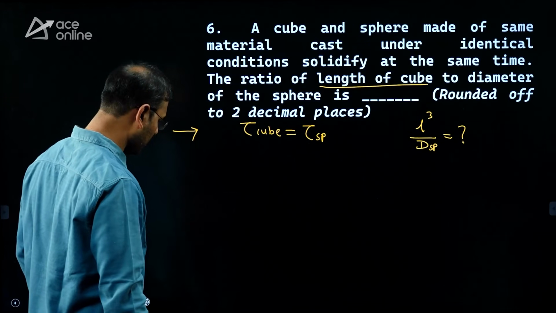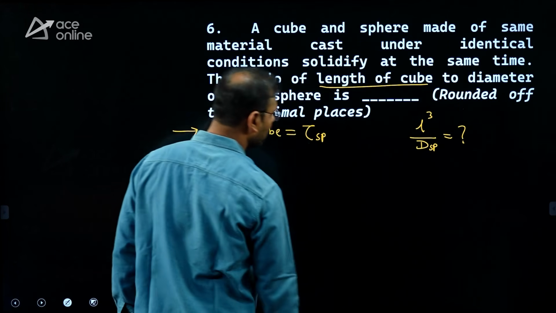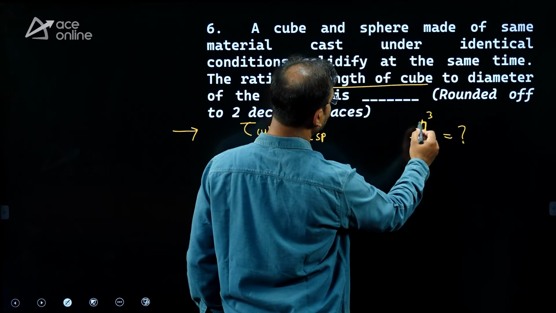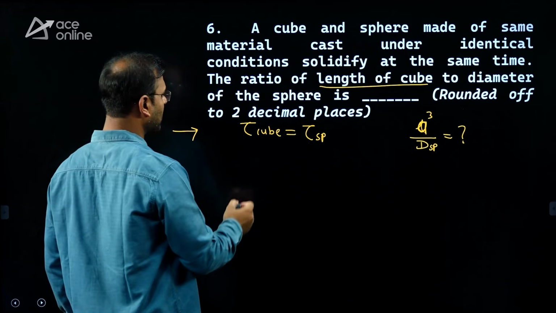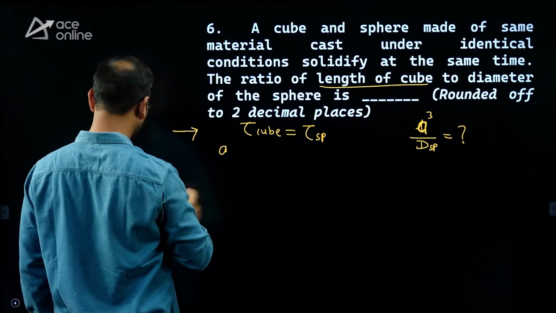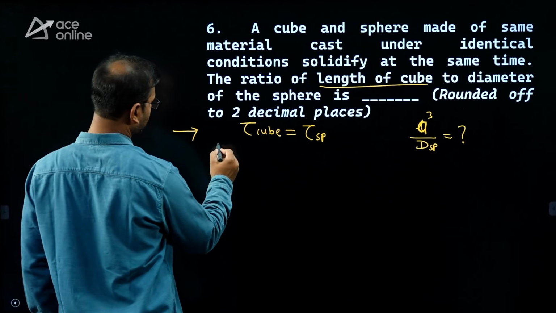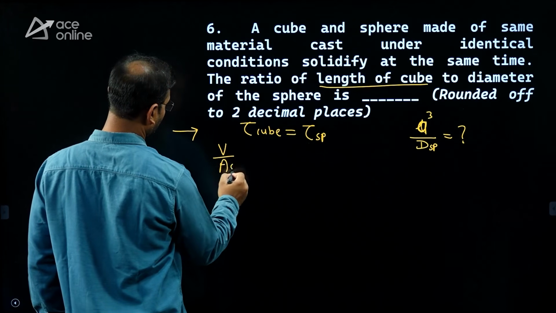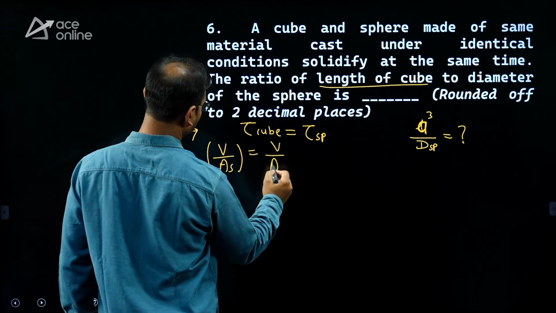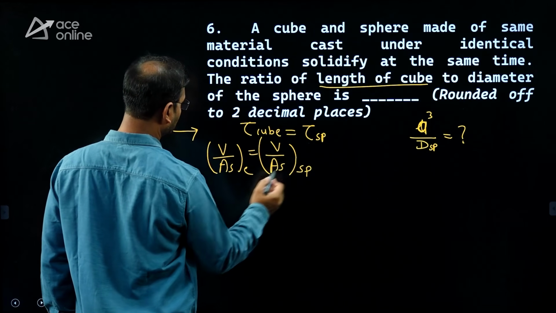But guys, for the cube, we are taking the volume by surface area, and the length of the cube we are taking as A here. Therefore, it is A cube divided by diameter of sphere. Just calculate here first. I am writing the solidification time of cube, that is volume by surface area of cube, and here also the volume by surface area. Here I am writing C for cube, and here the sphere.